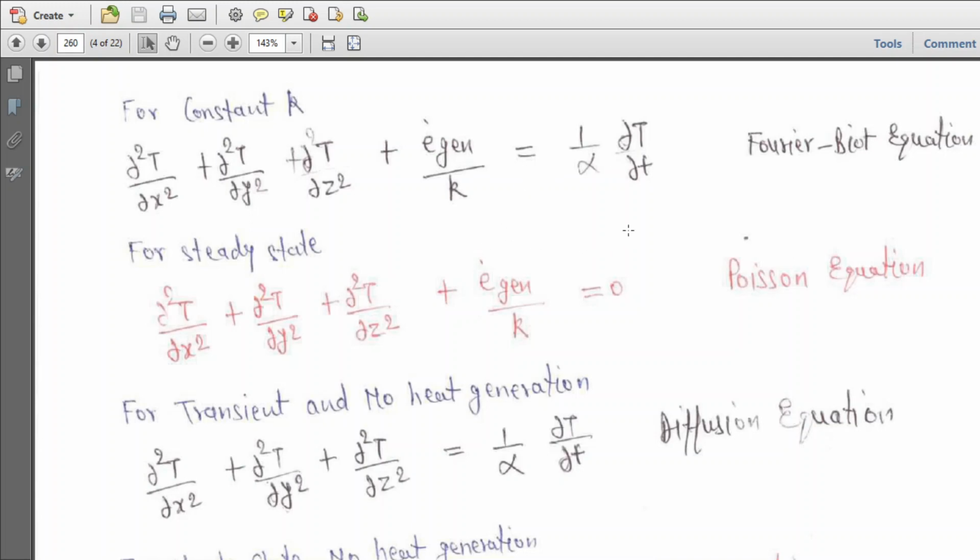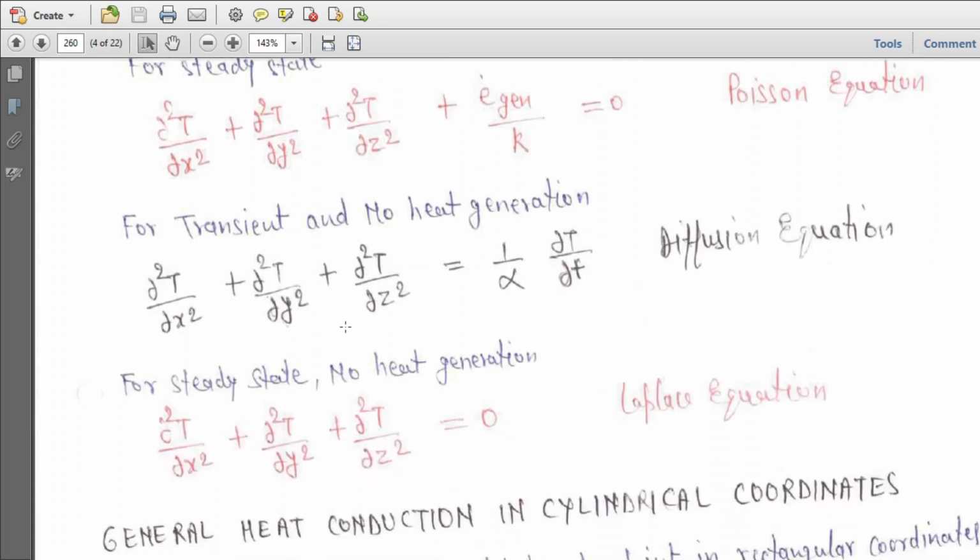For steady state operations, this term is 0, so we have this. This is known as the Poisson equation. The Poisson equation is del square T upon del x square, plus del square T upon del y square, plus del square T upon del z square, plus E dot generation upon k, equal to 0.